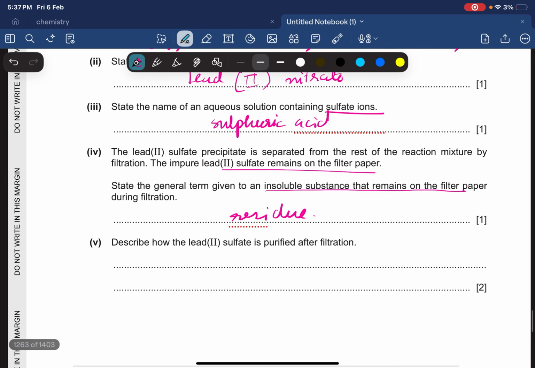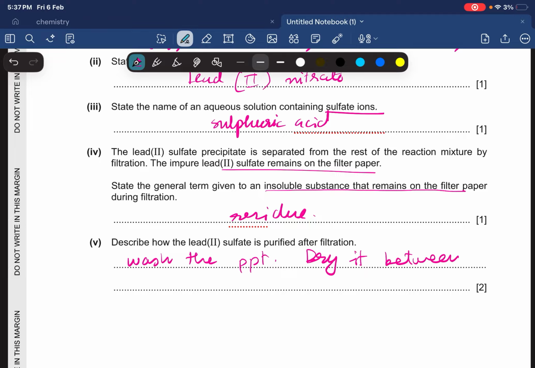Describe how lead sulfate is purified after filtration. You wash the precipitate and then you dry it, right? Between sheets of filter paper. You can write between sheets of filter paper.